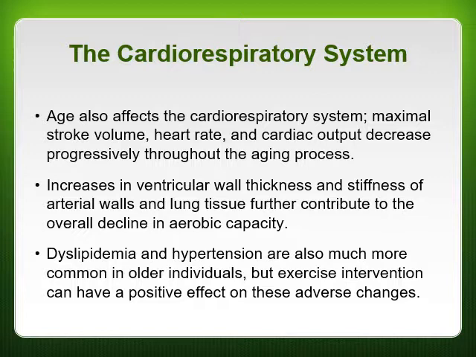How about the cardiorespiratory system? Age also affects our cardiorespiratory system, including your maximal stroke volume, your heart rate changes, your cardiac output will decrease progressively. All of these happen as part of us going through the natural processes of life and aging. Increases in ventricular wall thickness and stiffness of arterial walls and lung tissue. That thickening can help to contribute to an overall decline in aerobic capacity. Dyslipidemia, hypertension, these are also more common in older individuals. But exercise intervention can actually help with some of these negative changes.